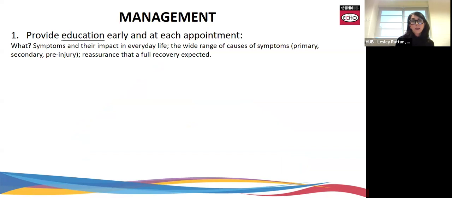So number one, really important to provide education early and at each appointment. This should include information about symptoms and their impact on everyday life, the wide range of causes of symptoms and the fact that there may be primary or secondary causes and even pre-injury causes. And finally, reassurance that a full recovery is expected.